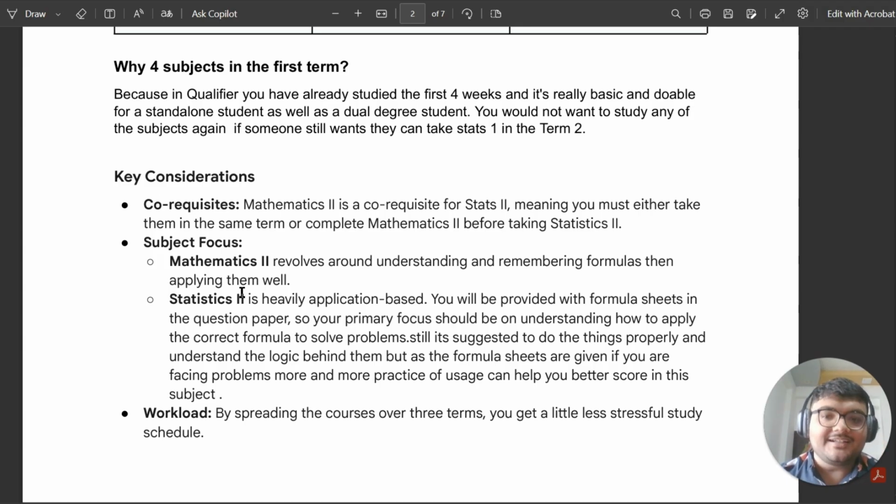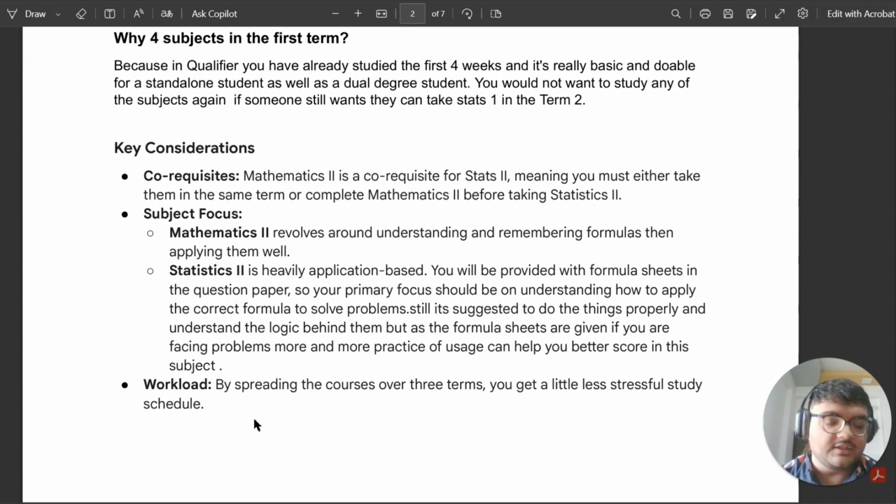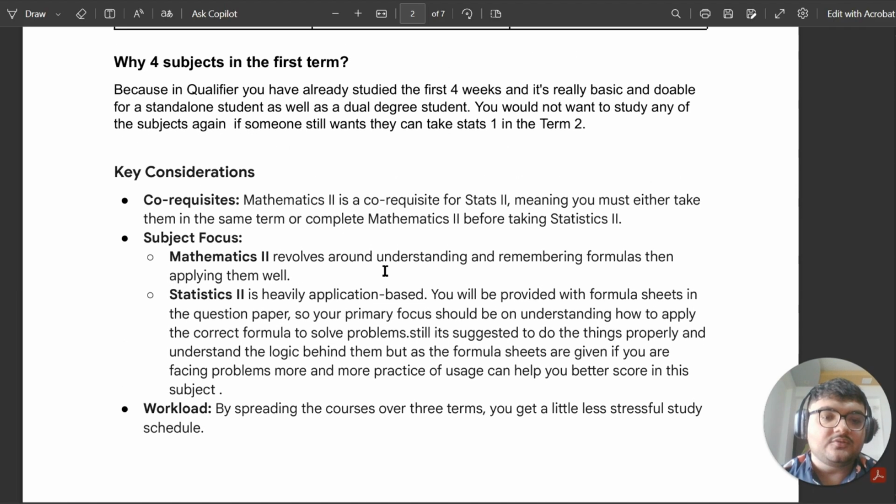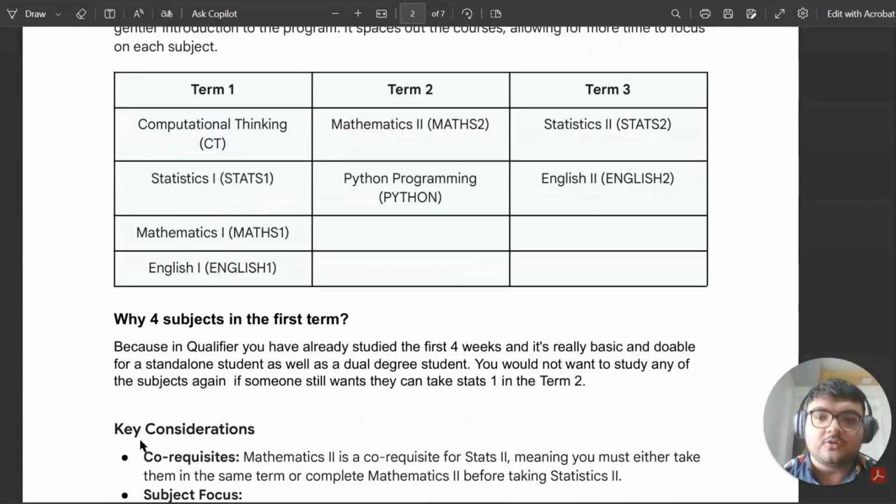As I said, you will be provided with formula sheets in the question paper, and your primary focus should be on understanding how to apply the correct formula to solve problems. Still, it is suggested to understand the logic, but as the formula sheets are given, if you are facing problems, then just practice, and you'll be able to score well in stats 2. Then workload: by spreading the courses over the 3 terms, you get a less stressful study schedule.